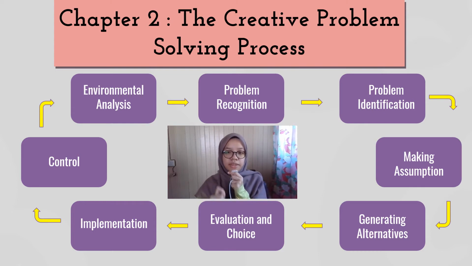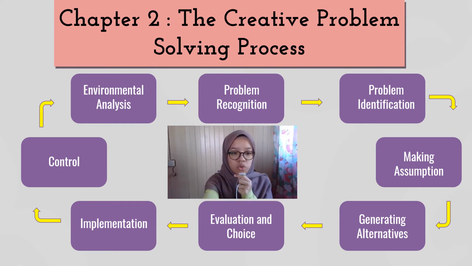Okay. After that, we will move on to the fifth stage, which is the process of generating alternatives to the problems identified before. At this stage, the manager or the observer will focus on generating alternatives. In this process, there will be a lot of ideas on how to improve the weaknesses identified in the organization, or how to solve the problem.